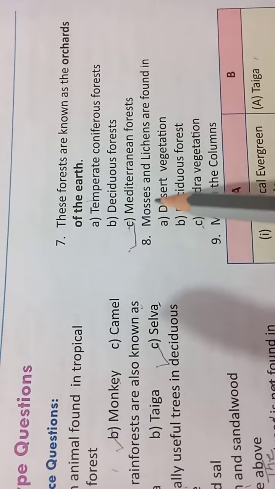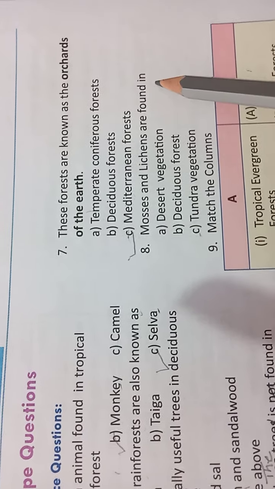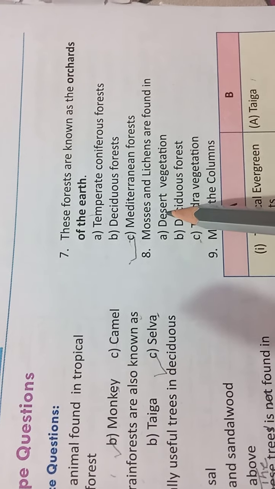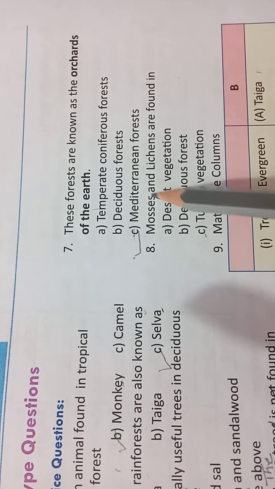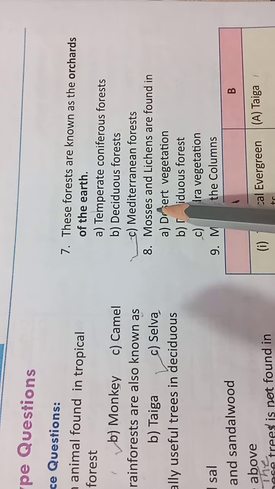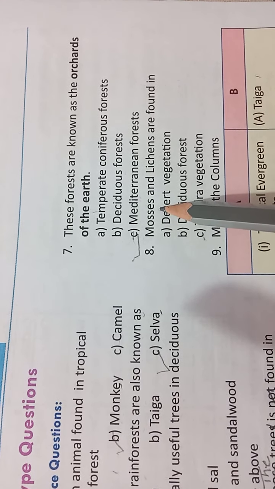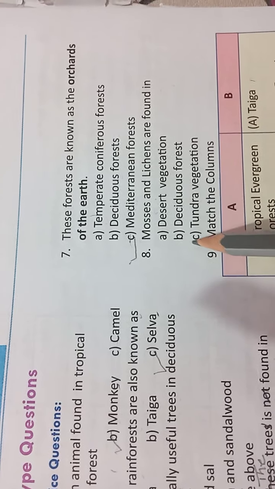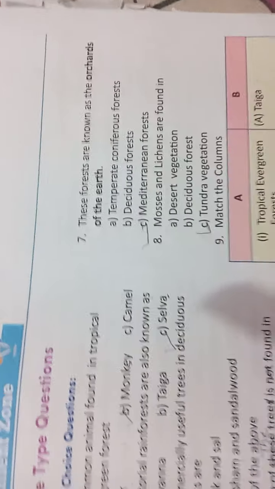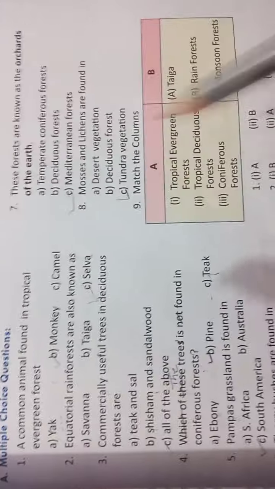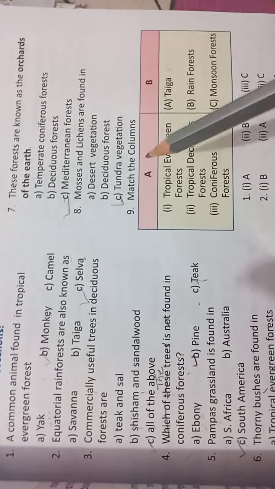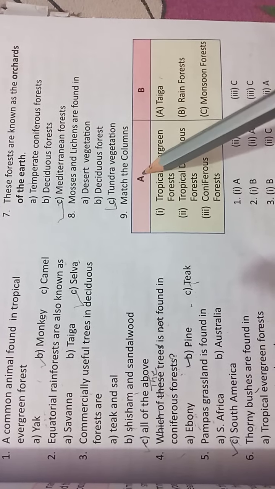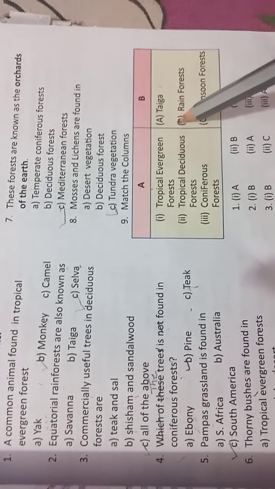Now eighth one, mosses and lichens are found in, what is this? These are the examples of tundra vegetation. Clear? Now, after that, there is the given eighth question. Match the columns. The two boxes are there. So, you have to match A with the B.